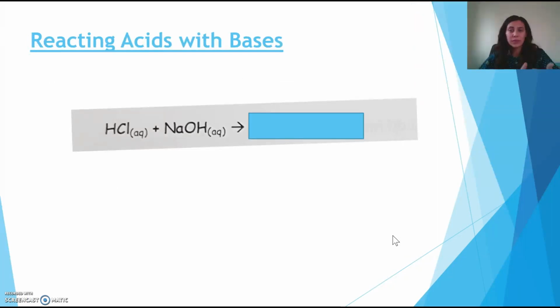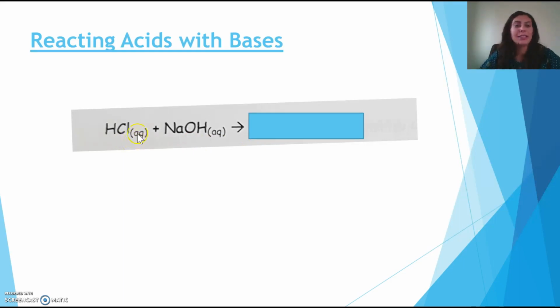Now, we've seen some reactions with acids and we've seen some reactions with bases. Now, what about combining both of the acid and the base? What do you get when you combine an acid with a base? I want you to pause the video here, and I want you to use your double displacement rules to try and figure out what the products are in this reaction. And when you come back, let's take a look at what these products are.